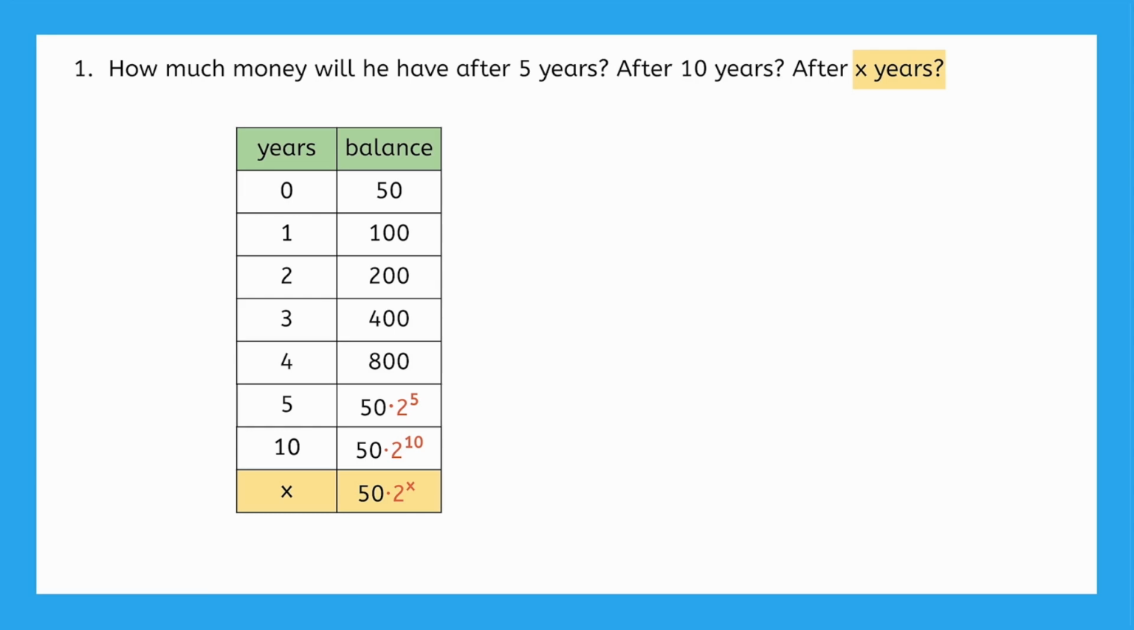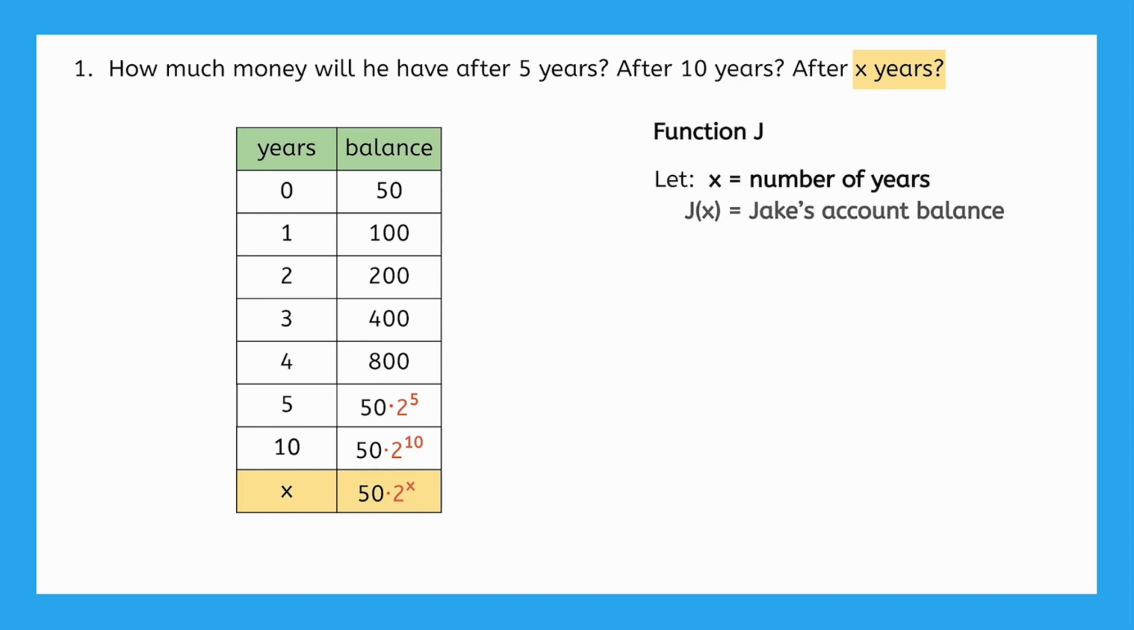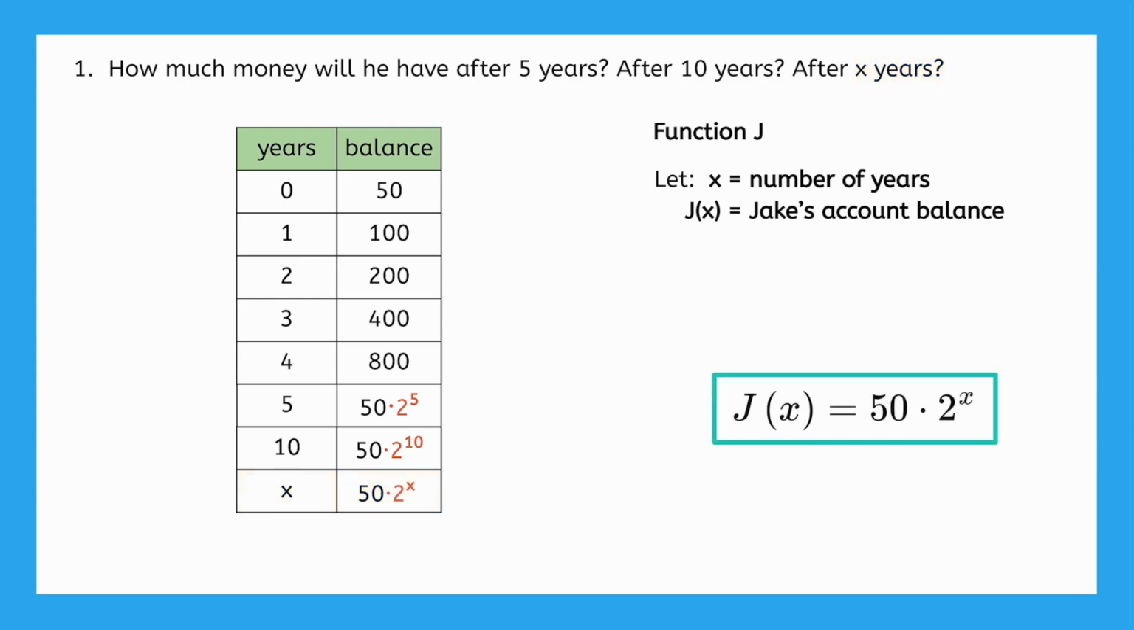This expression actually gives us the equation for this function. Let's name the function j and let x be the number of years. Then j of x represents Jake's account balance, and it is equal to 50 times 2 to the power of x. The 50 represents the initial balance, and the 2 is the number we multiplied the balance by every year, which is actually called the growth factor.